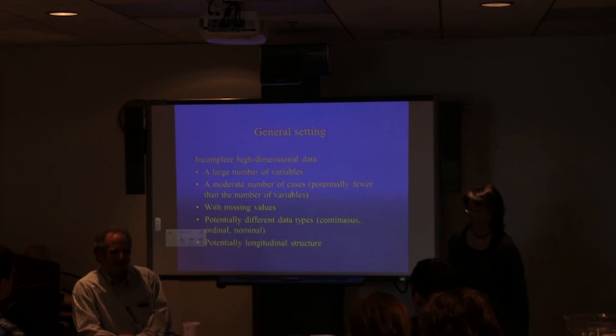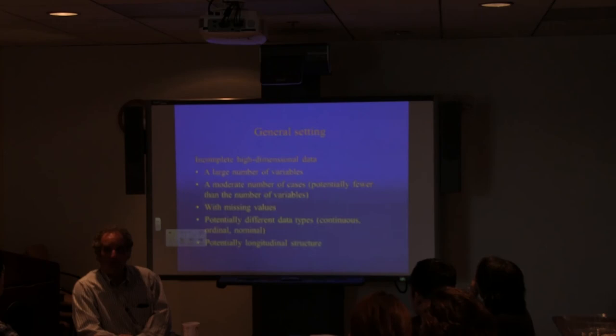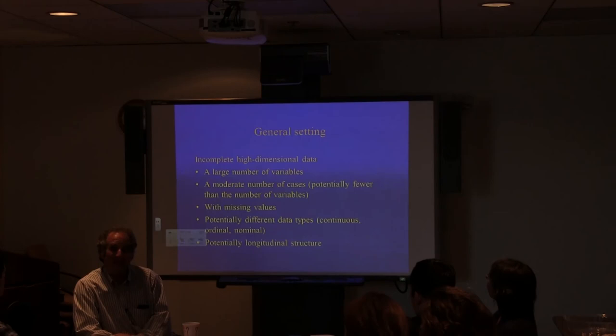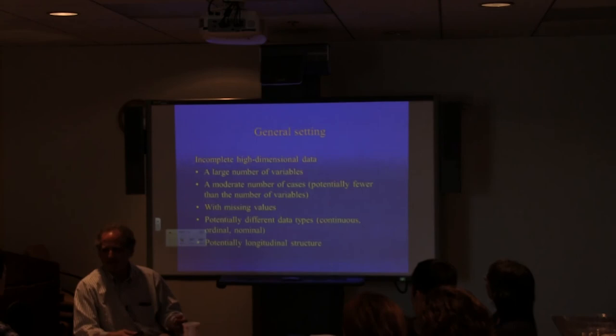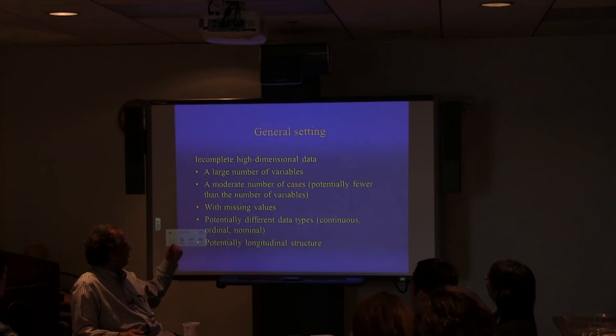Maybe the investigator decided that there's a measure that's awfully expensive and that they can't afford to take it on everyone, but you could collect it on a sample basis. And that is a mechanism for generating missingness, so some of the time the mechanism might be under your control. But in general, that's a concern.